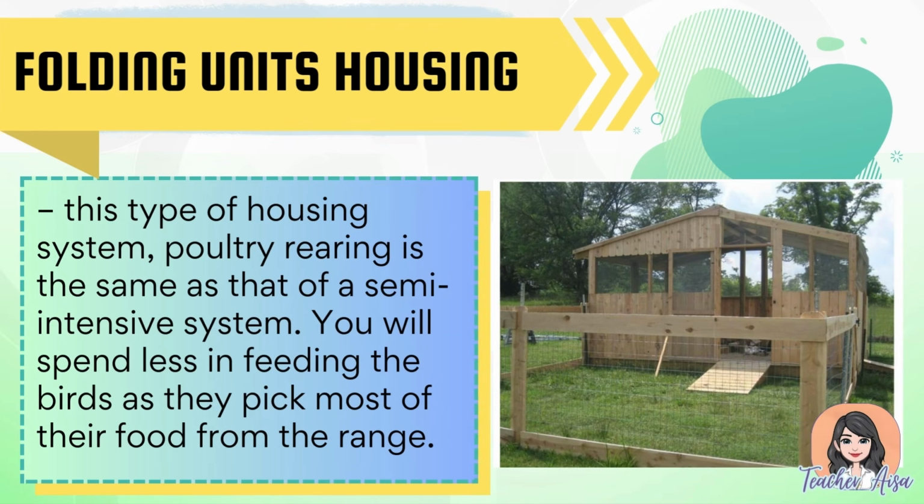Folding units housing. This type of housing system, poultry rearing, is the same as that of a semi-intensive system. Here, a poultry house is followed by a run where the whole area of the run is enclosed by wire nettings and the space requirement is less and the total poultry unit can be shifted from one place to another. You will spend less in feeding the birds as they pick most of their food from the range.